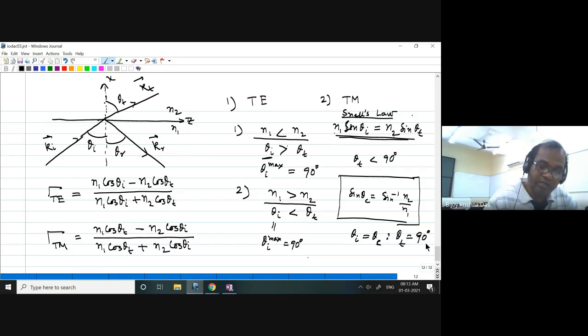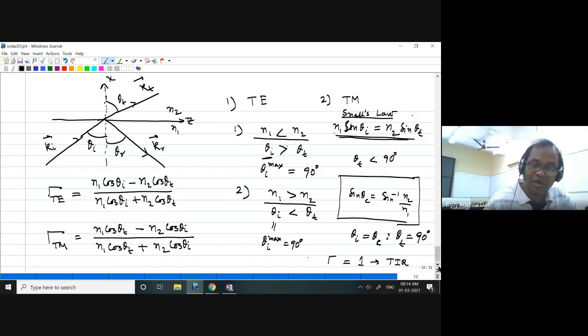So if we go back to Fresnel's equation and put this in, then we will get that when I put sine theta c equal to n2 by n1 and theta t equal to 90 degrees, in both cases one of the terms in the numerator and denominator will vanish. If that vanishing condition is fulfilled, then gamma, whether it is TE or TM, should be equal to 1. That is actually the condition for total internal reflection. We can say that it is totally getting reflected.